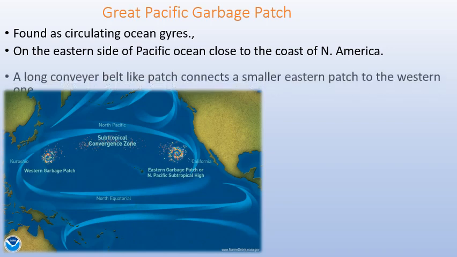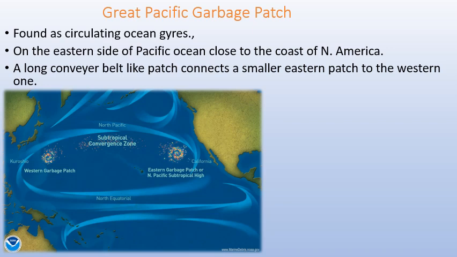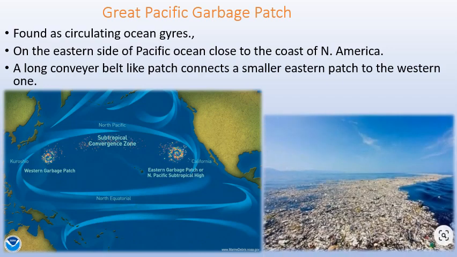It is actually a zone where wind movements converge from the northern hemisphere and from the southern hemisphere, and these wind movements are actually taking the garbage from the western patch and the eastern patch and forming a belt. So that is the third point, which is written. A long conveyor belt like patch connects the smaller eastern and western patches. So there's another picture of this long conveyor belt, where you can see it in the Pacific Ocean.